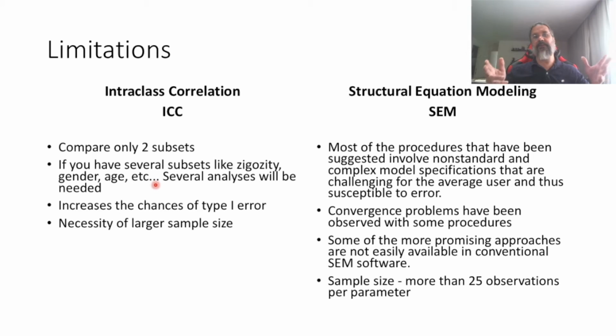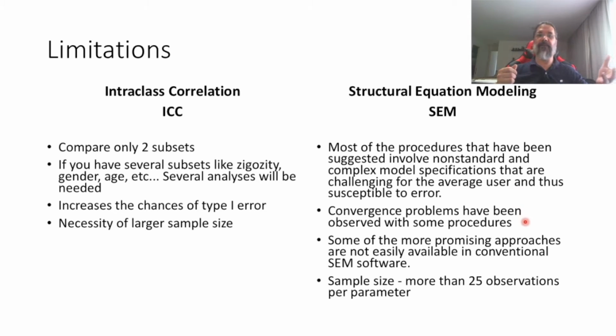It increases the chance of type 1 error. And of course, you will need a larger sample size to do that. For structural equation modeling, we know that most of the procedures that have been suggested involve known standards and complex model specifications that are challenging for the average user and thus susceptible to errors.